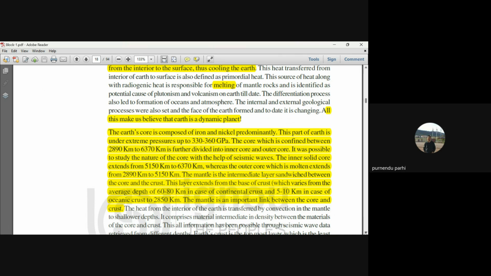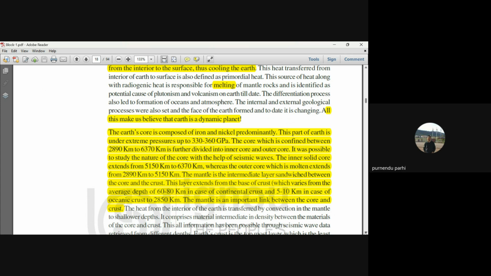The Earth's core is composed of iron and nickel predominantly. This part of Earth is under extreme pressure, up to 330 to 360 gigapascal. The core, which is confined between 2890 kilometers to 6370 kilometers, is further divided into inner core and outer core. It was possible to study the nature of the core with the help of seismic waves. The inner solid core extends from 5,150 km to 6,370 km, whereas the outer core, which is molten, extends from 2890 km to 5,150 km.